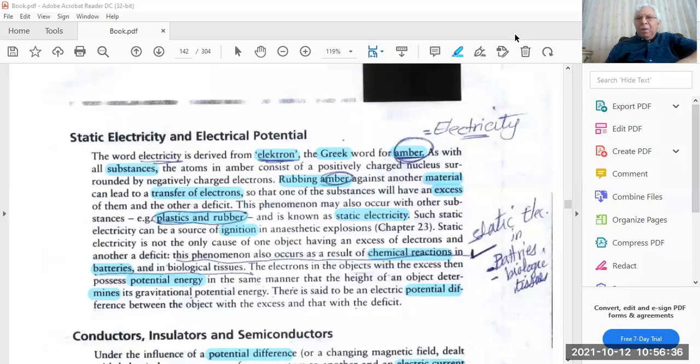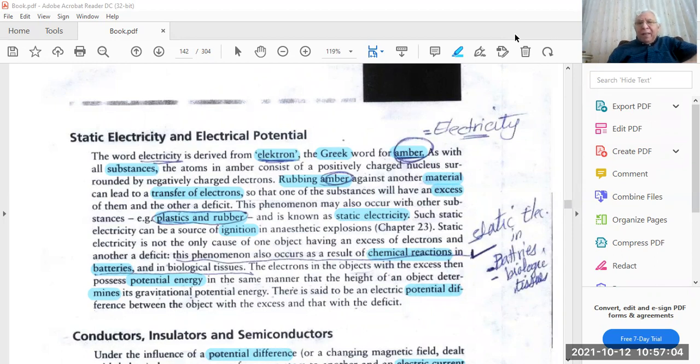Bismillah ar-Rahman ar-Rahim. We will discuss electricity. It is somewhat a silly chapter, however, it contains many important items that may be asked in the exam. First of all, static electricity and electrical potential.